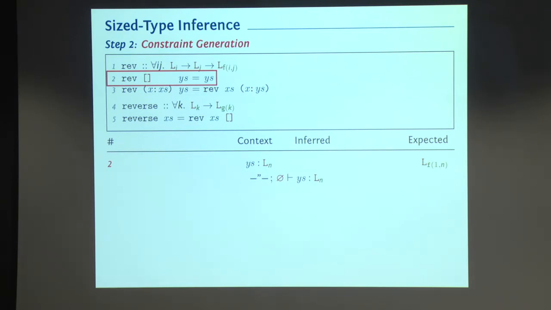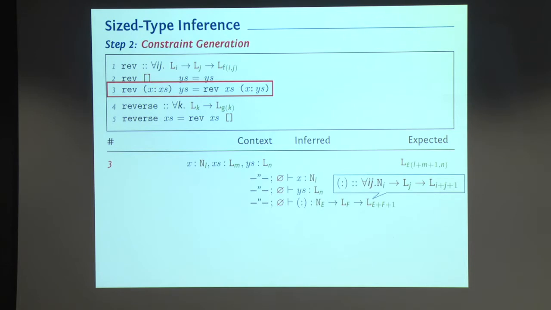To match this inferred type with the expected type, we simply require that this is a subtype. So this will then generate the constraint that n, the size of ys, is bounded by f1 of n, the size of the expected result. And we do this for each equation. I don't want to go into details here.